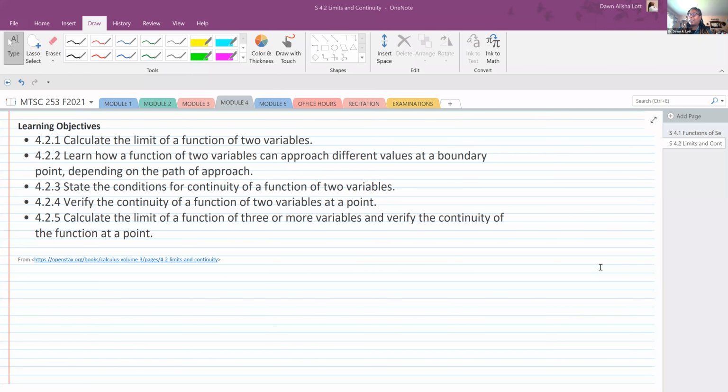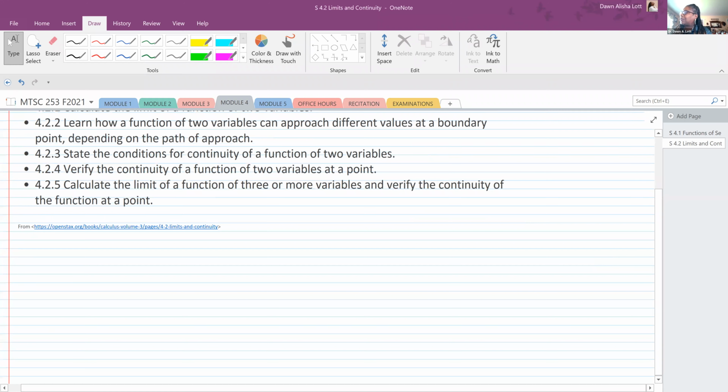Okay, so this section, we're going to learn about limits and continuity. Now, here's the difficult part. Let me just explain to you what makes this a little tough.